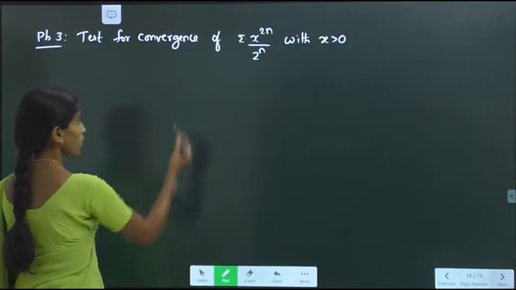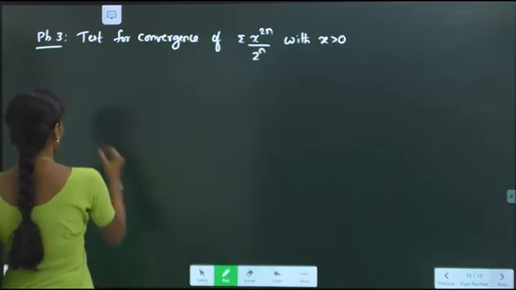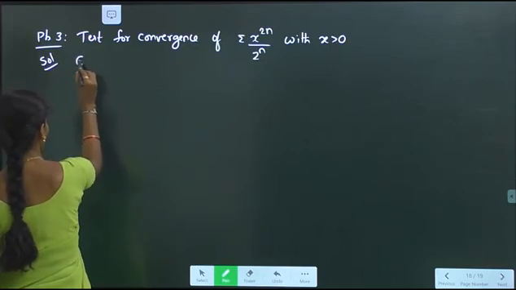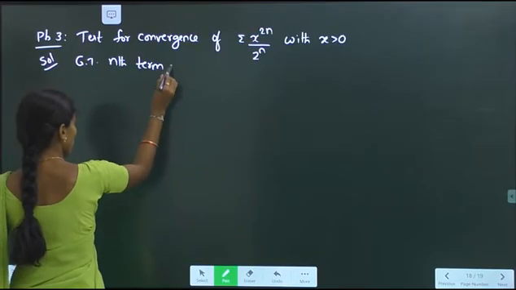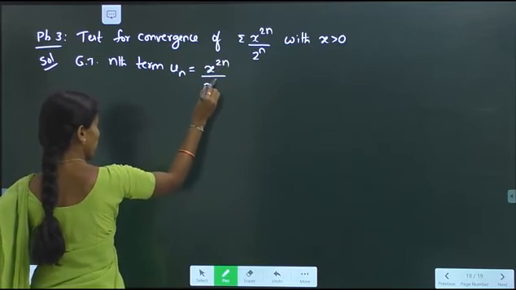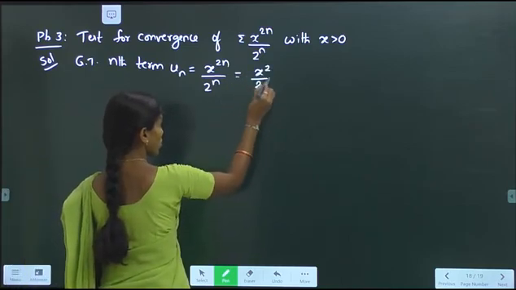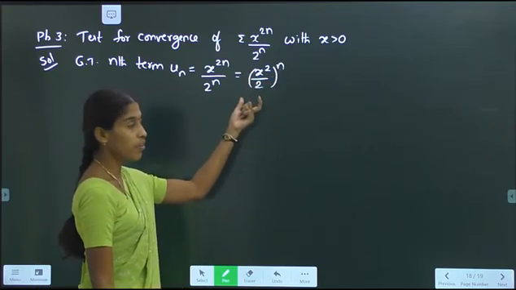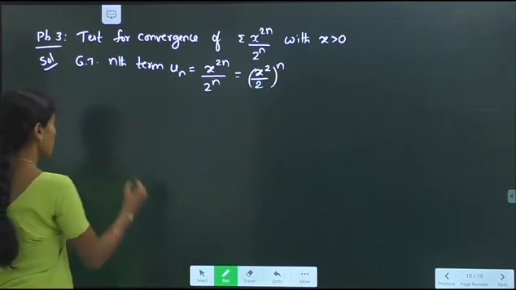So the next one, test for convergence of sigma x power 2n by 2 power n with x greater than 0. So what is the nth term? Given that nth term un is equal to x power 2n by 2 to the power n, right? It is like x square by 2 whole to the power n form, because un consists of nth power as a whole, so we apply Cauchy's nth root test.